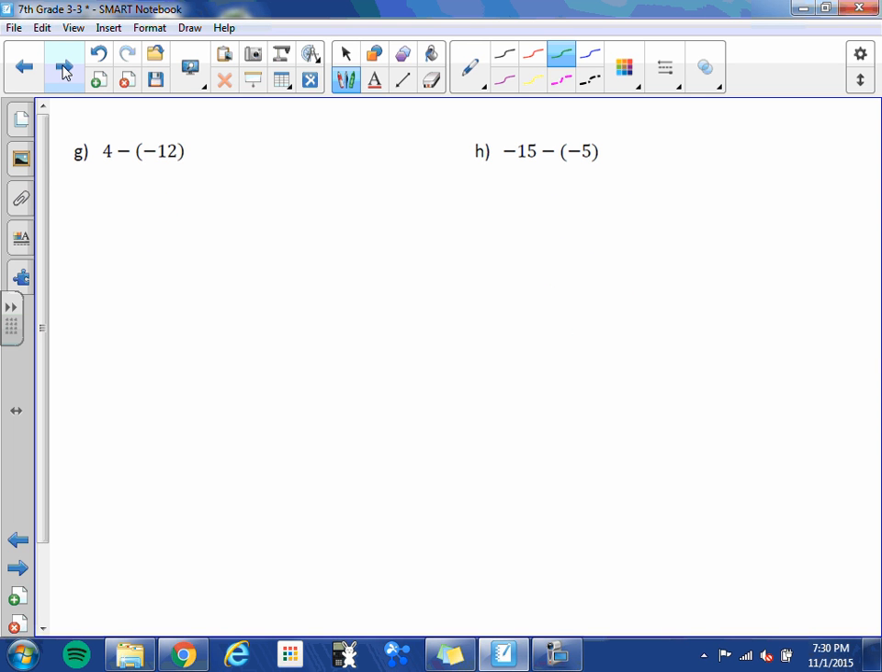Letter G. 4 minus negative 12. I will not subtract. I will add the opposite. The opposite of negative 12 is positive 12, and 4 plus 12 is 16.